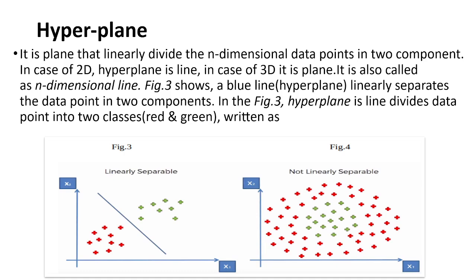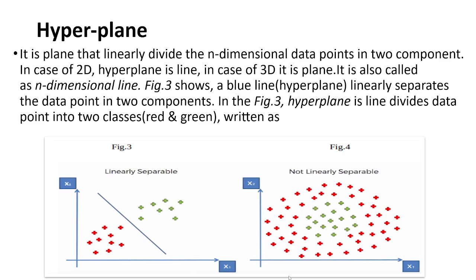So here again we can calculate the hyperplane. It is a plane that linearly divides the n-dimensional data points into two components. In the case of 2D, the hyperplane is a line. In the case of 3D, it is a plane. So when you are using two components, it is a hyperplane, and in the case of 3D, it is a plane. It is also called an n-dimensional line.